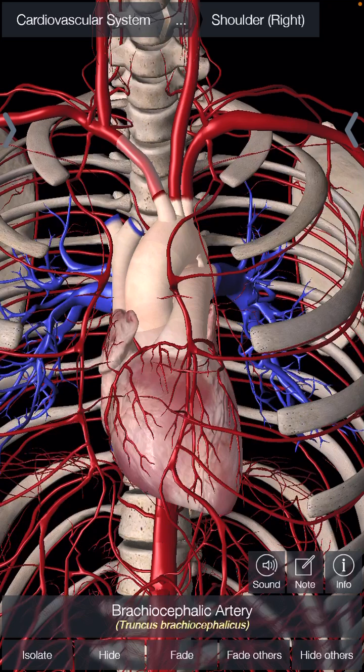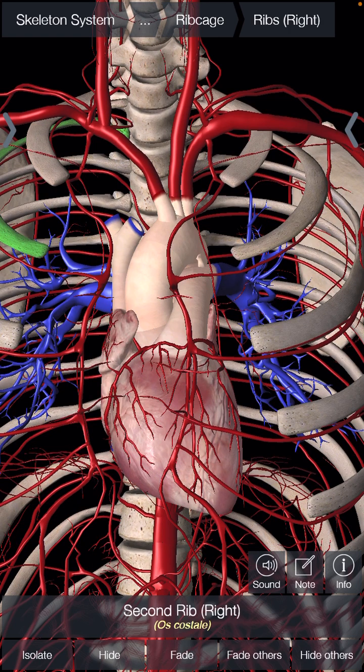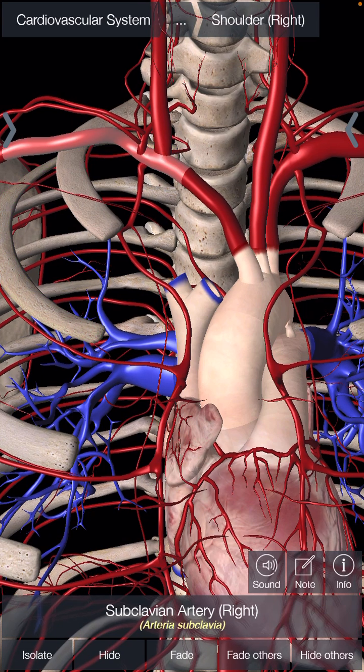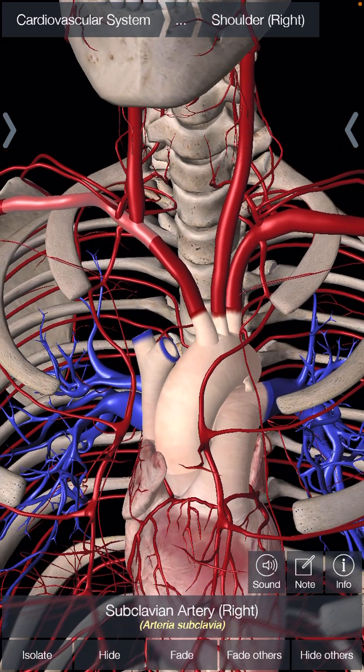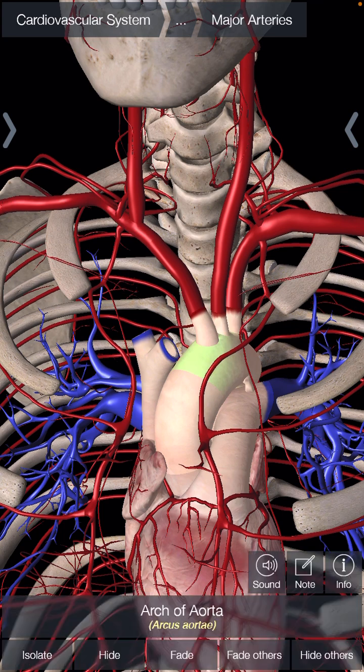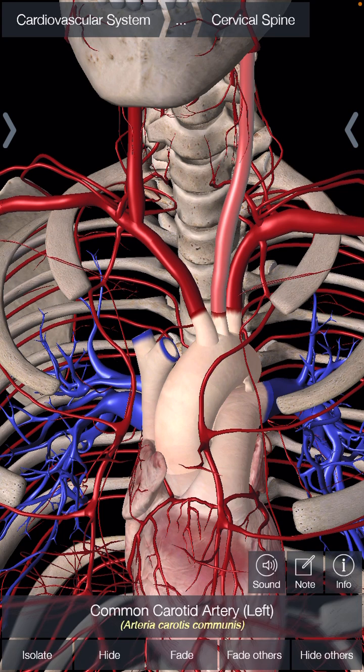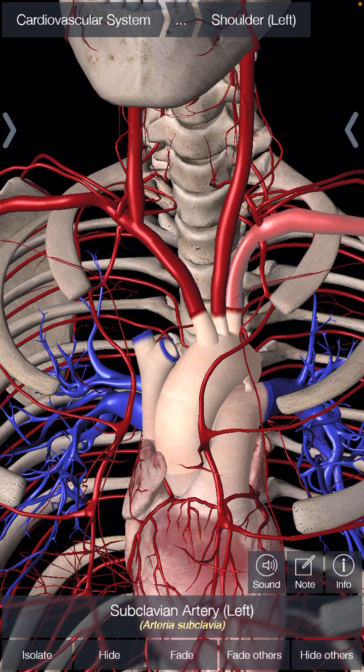The first one being the brachiocephalic artery, which then on the right-hand side branches into the common carotid artery and the subclavian artery, which is this one. On the left-hand side, the patient's left-hand side, there is no brachiocephalic artery. Directly coming off of the aortic arch here, you have the common carotid and the subclavian artery.